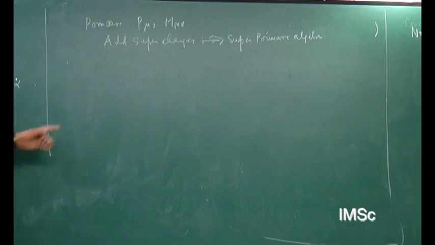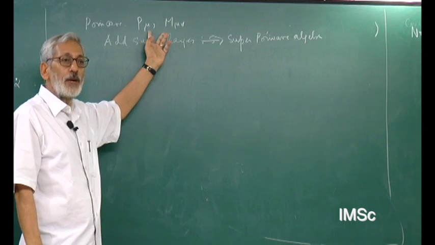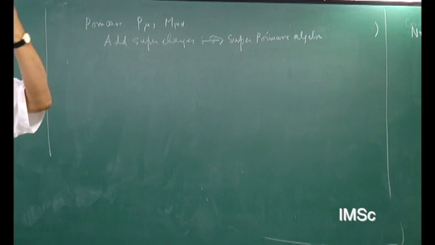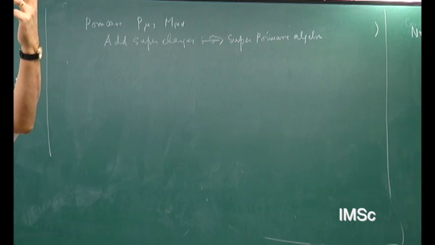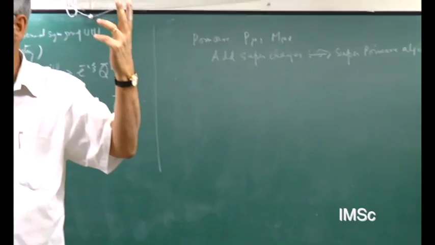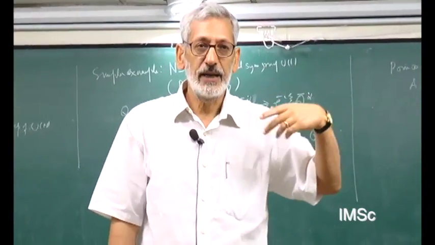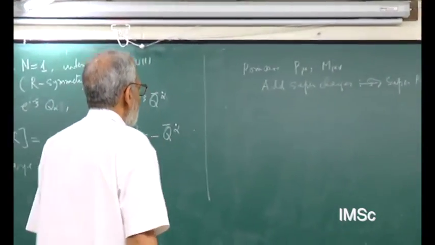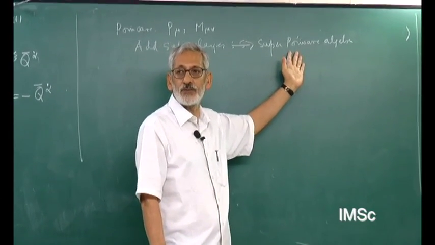When we discussed the representations of the Poincare group, we said the representations are given by two assignments. One was the eigenvalues of P square, the energy. The other was the eigenvalues of W square, which measured essentially the spin. Then we made a distinction between massless and massive things and discussed how they are described. Now, how do I describe representations of super Poincare?